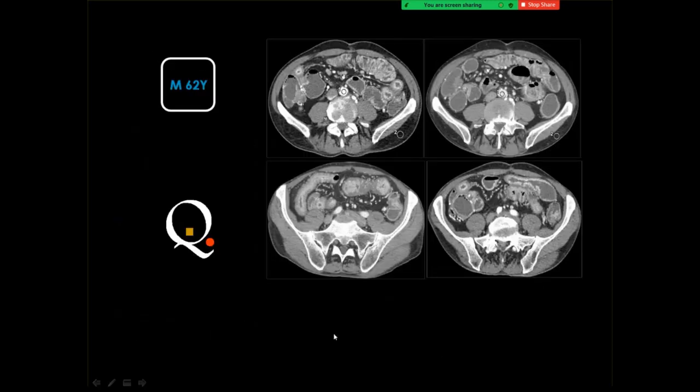This patient is 62 years old, and these are selected images from abdominal scans obtained after contrast injection.